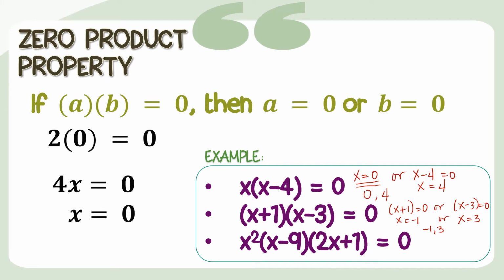Last. Again, according to ZPP, either x squared is equal to 0 or x minus 9 equal to 0 or 2x plus 1 equal to 0. This is x equals 0 or x equals 9 or x is equal to negative 1 over 2. Ulit. Ang ating roots ay 0, 9, and negative 1/2. So, tatandaan yung ZPP, magagamit yan mamaya sa pagkuha ng roots ng polynomials.